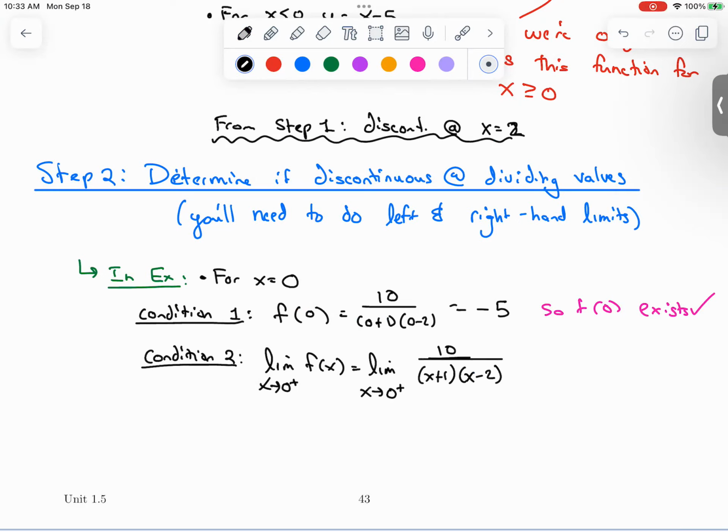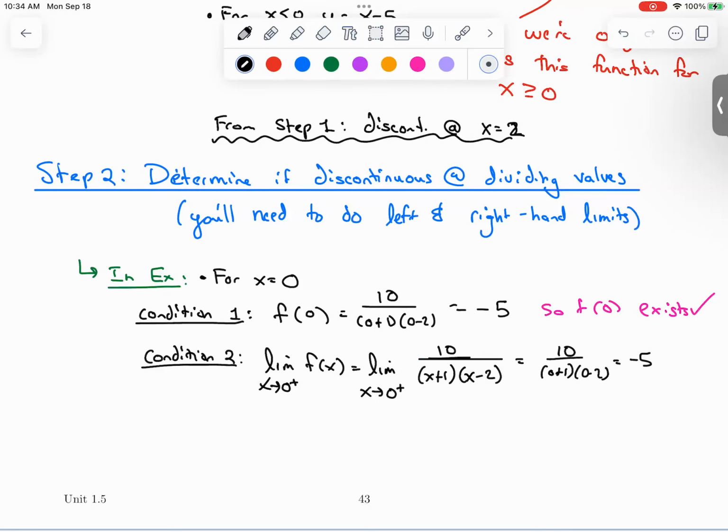And because this won't cause any issues, right? When we were doing limits, in general, we look to make sure that we're not going to be dividing by 0, taking the square root of a negative number, all that stuff. And plugging in 0 isn't going to cause any issues. If there was an additional x here or something, that would cause issues. But as it stands, we're fine. So we can just plug it in. 10 divided by 0 plus 1 times 0 minus 2 equals -5. Yes, I know it's the same calculation that we did in condition 1, but the concept is different. Here we're checking the function value. Here we're checking the limit.